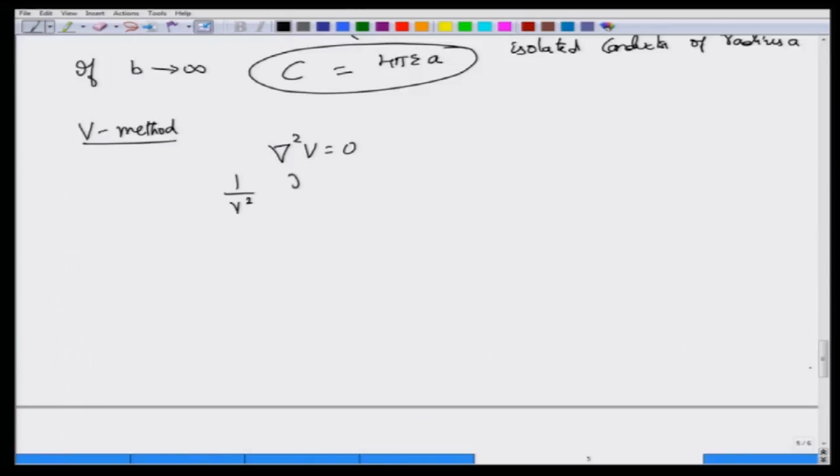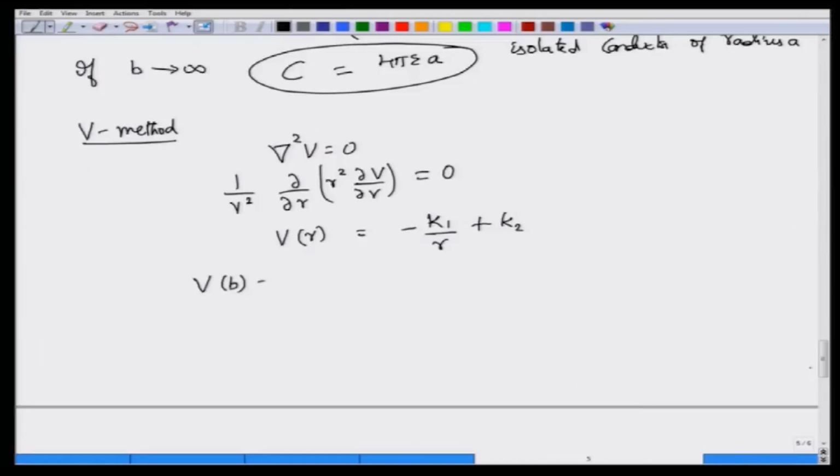Looking at the Laplacian in spherical coordinates from a textbook or mathematical handbook, I get 1 by r square del by del r of r square del V by del r. The terms corresponding to theta and phi are removed because V is only a function of r. If you solve this equation and convert all the partials to total differentials, you will see that V of r will be equal to minus k1 by r plus k2. Now, you can evaluate the constants k1 and k2 by applying the appropriate boundary conditions.